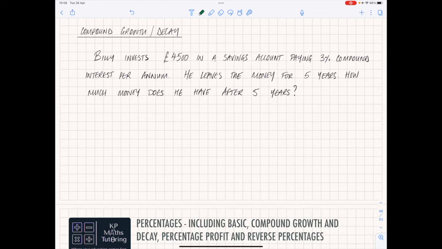Some keywords we need to talk about. So Billy invests £4,500 in a savings account paying 3% compound interest per annum. This means per year. He leaves the money in there for 5 years. How much does he have after the 5 years?